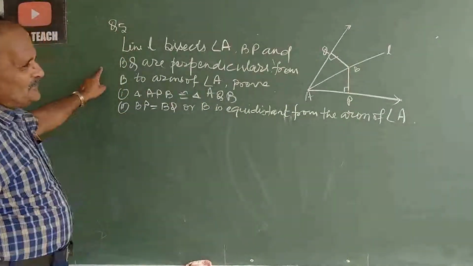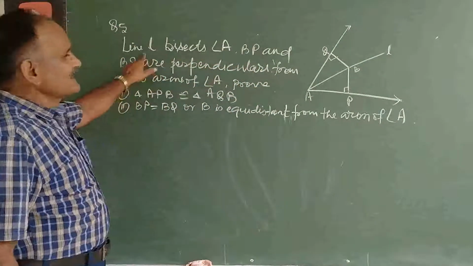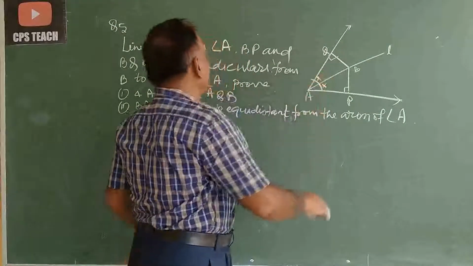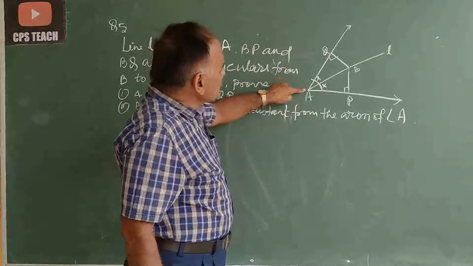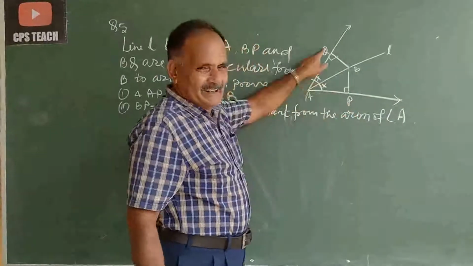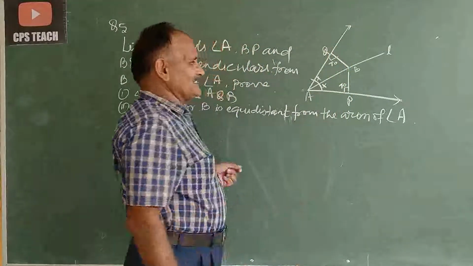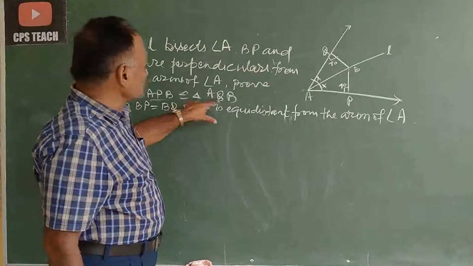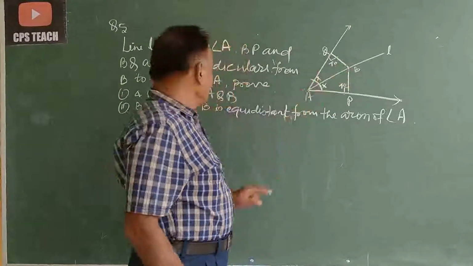This is question number 5. Just see on the blackboard. This is the figure, and according to this figure, line l is the bisector of angle A, this means this angle is equal to this angle. BP and BQ are perpendicular to the arms of angle A, the arms of angle A being AP and AQ. So this angle is 90 degrees and this is also 90 degrees. Then we have to prove first APB congruent to AQB.